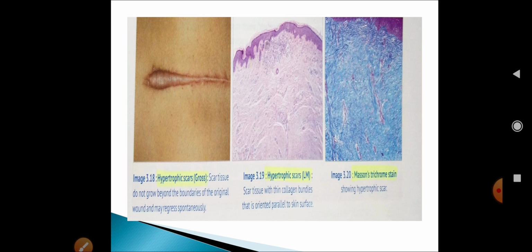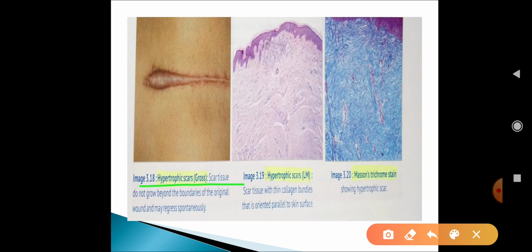So this is the example of hypertrophic scar. You can see the scar tissue. In hypertrophic scar, the scar tissue will not grow beyond the boundary of the original wound, and it may regress spontaneously after a few months. Just see, this is the wound, right? This is the hypertrophic scar. It will not go beyond the boundary.